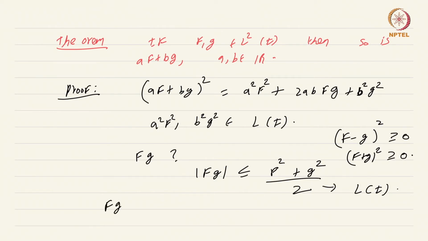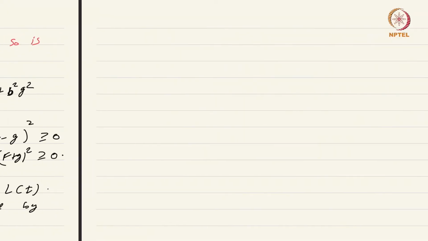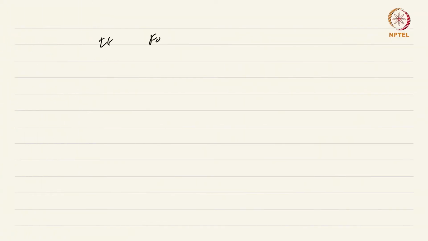So fg is a measurable function which is bounded above by a Lebesgue integrable function. Therefore, by an earlier result, fg will be Lebesgue integrable. It follows that (af + bg) squared is also Lebesgue integrable.